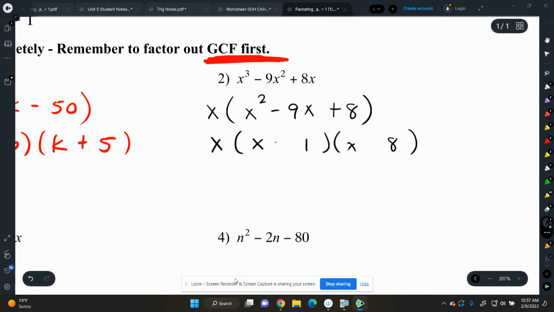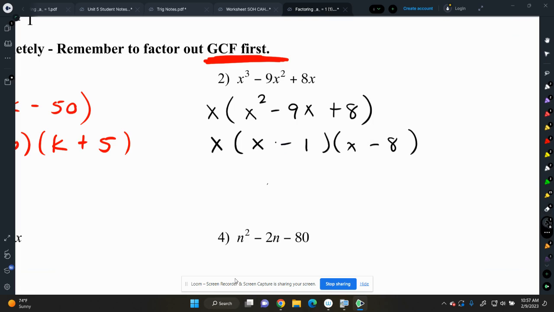Are they positive or negative? Plus 1 plus 8. Okay, let's check ourselves. What does 1 times 8 equal? 8. Okay, so that's good. What's 1 plus 8? 9. What do I want? Negative. So what do I have to do? Both negative. Check your answer after you do it.